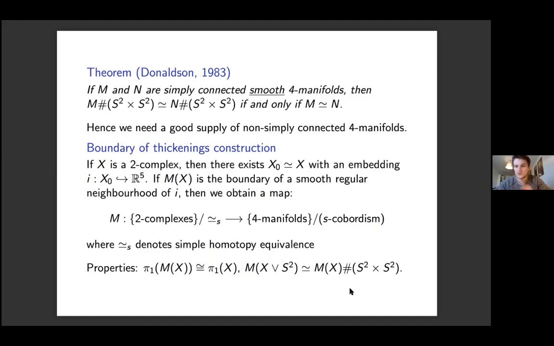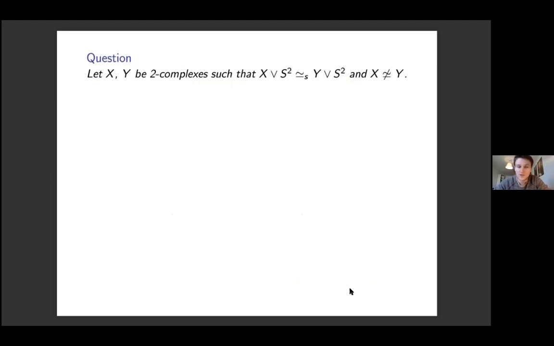Okay. So there's a few details here, but we really just need to think of it as a way to construct 4 manifolds from 2 complexes. And the question we can ask is, suppose we have two complexes which are simple homotopy equivalent after a wedge, but not homotopy equivalent. Then this will imply that the corresponding 4 manifolds, M of X and M of Y, are homotopy equivalent after a connected sum with S2 times S2. So we can ask the question of whether M of X and M of Y are homotopy equivalent. Maybe this is a way to give examples where M of X and M of Y are not homotopy equivalent, for example.